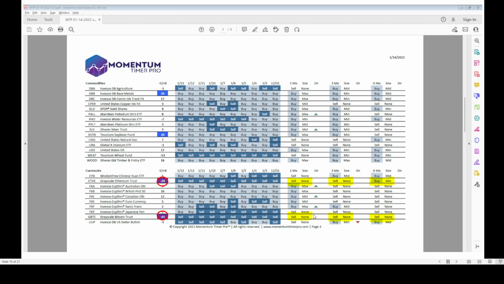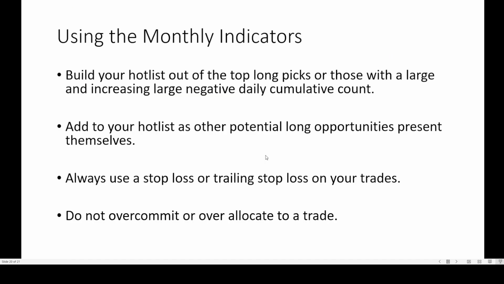On Bitcoin, you'll notice it has no positions, so this one's relatively easy. I would flag this one to my hot list and then wait until either the 1, 3, or 6 month window, depending on which one I want to trade, goes to a buy minimum, and then I would take a minimum position size accordingly. Build your hot list out of the top long picks or those with large and increasing large negative daily cumulative counts.